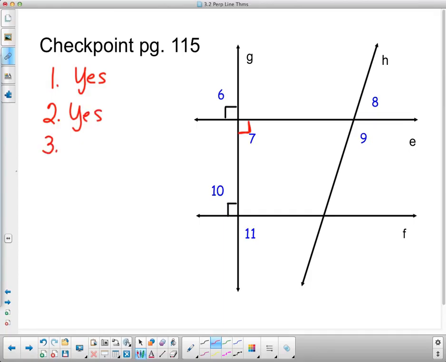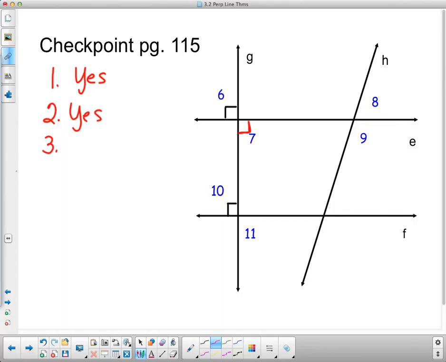Okay, number 3, Emma, which angles? 6 and 8. Okay, and did you say yes or no? No. Okay, why didn't you think those were congruent? I had to consider. Okay, do you agree with her that it's a no? Yeah, because the 8 doesn't add up to 90. It's too steep of an angle.